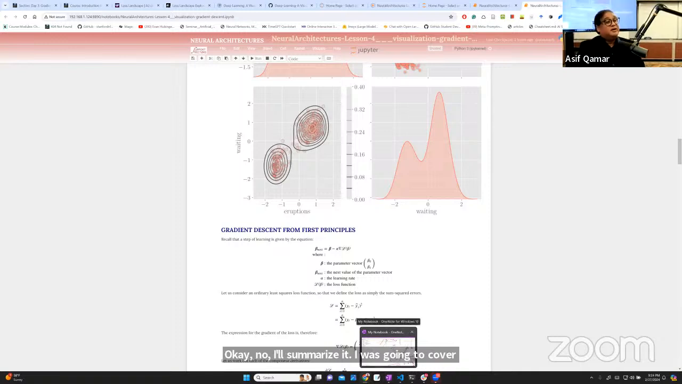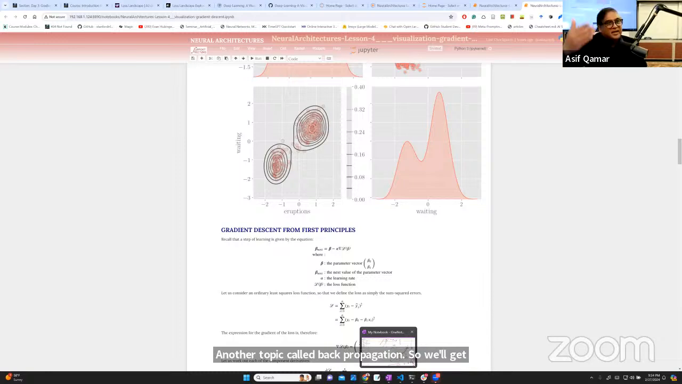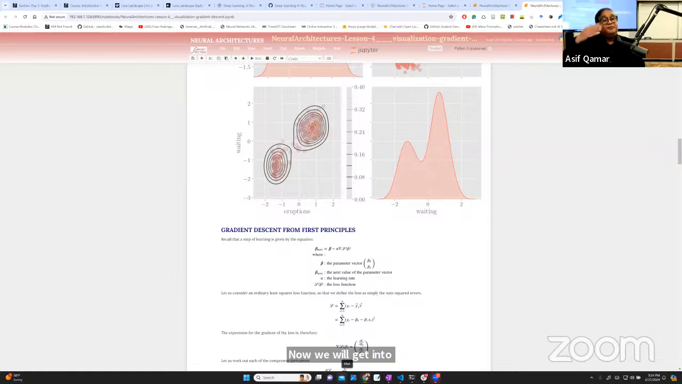Next time, we'll cover activation function and another topic called backpropagation. Right? So we'll get deeply into neural networks. So today is the end of the foundations. Now we will get into neural networks specifically. And we will do one neural architecture after another in rapid succession. Right? So I hope you enjoyed it.